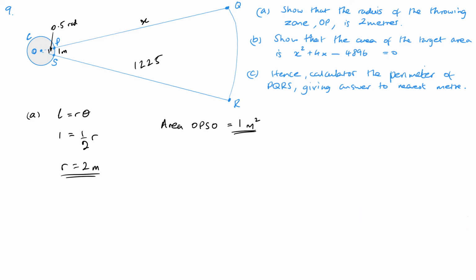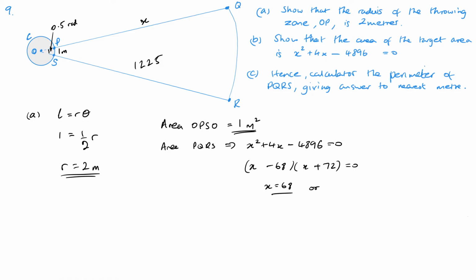Now, part C, we have to find the perimeter. Okay, so first thing we need to do is find that value of x, and that means solving this quadratic. There's a few ways to solve it. You can, of course, use your calculator to kind of cheat, if you will. So that was my bracket. So x is 68 or x is minus 72. So 68 is the one we're going to need.